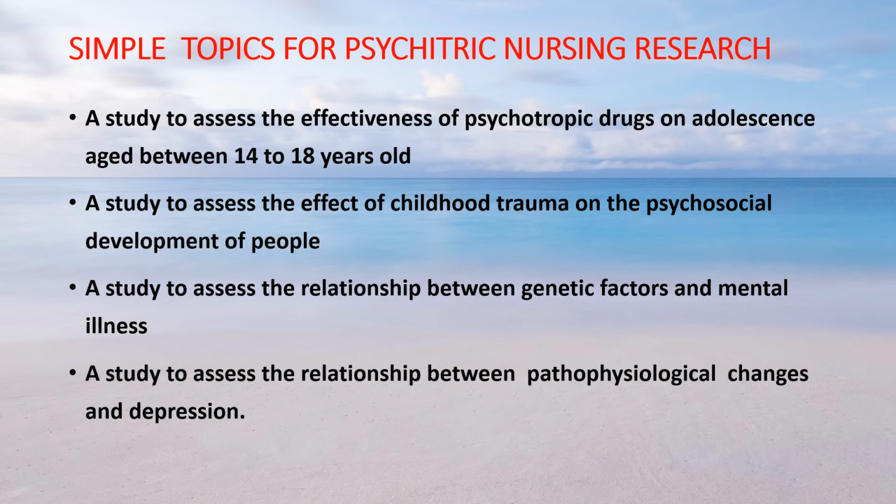Our second topic is a study to assess the effect of childhood trauma on psychosocial development of people. Another topic, a study to assess the relationship between genetic factors and mental illness. Specifically you can mention some mental illness, such as schizophrenia, depression, anxiety disorder, or mental retardation. So like that you can change it.